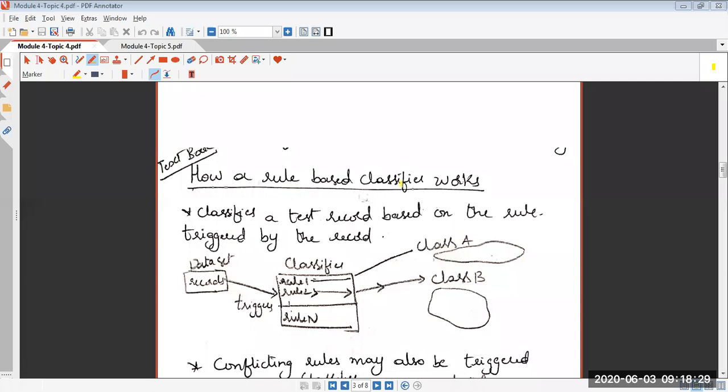So I need to build a classifier model which will take the input records, as you can see here. It will take the input records and decide whether this record belongs to class A, class B, or class C. That is the role of a classifier: take the input record and decide to which class that record should belong. Now, how will the classifier decide on this?